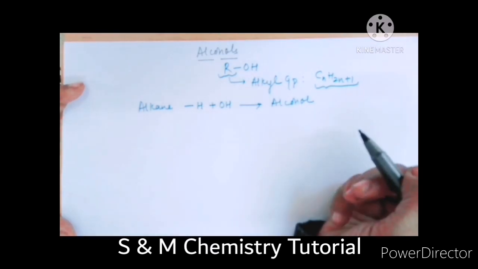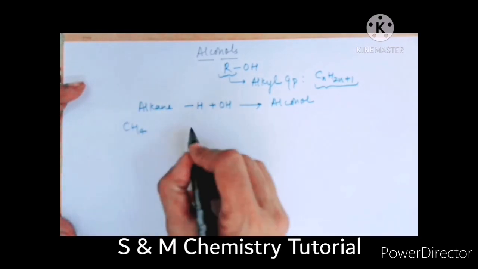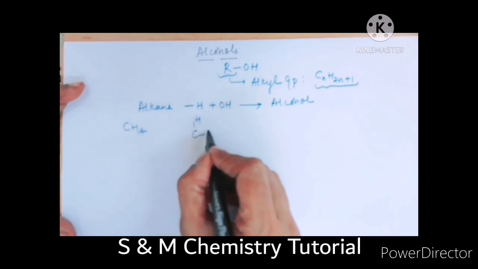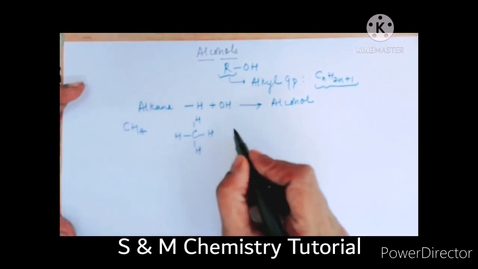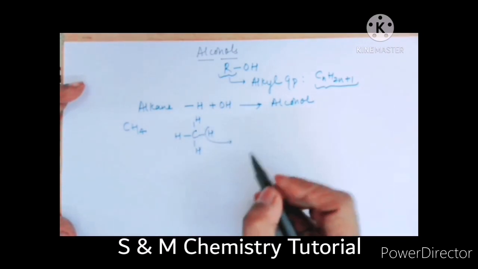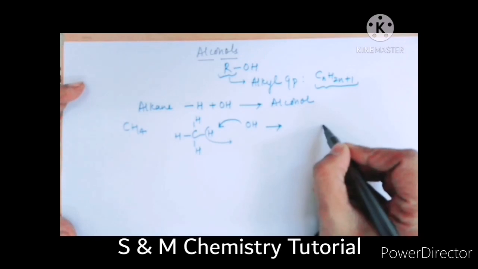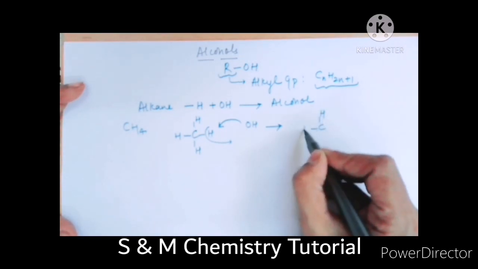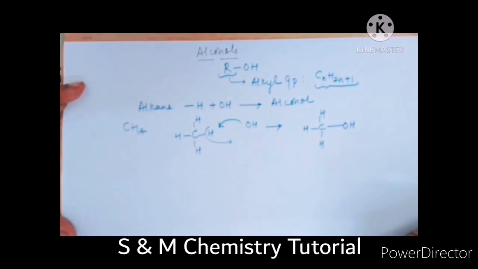Let me give you an example. The simplest alkane that we have is methane. The formula for methane is CH4. The structure of methane is carbon having 4 hydrogens around it. Now, to transform it into an alcohol, you need to remove any one H and add an OH. Hence, you make it into CH3OH, and it transforms into an alcohol.